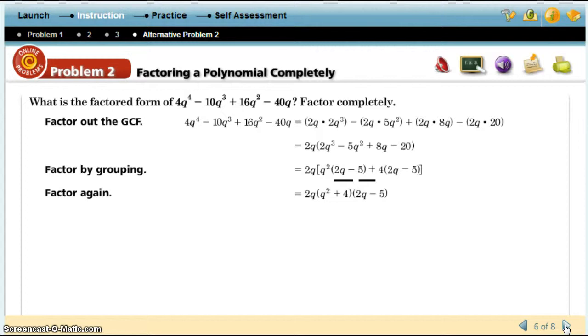So, the factored form of the polynomial is 2 times q times the quantity q squared plus 4 times the quantity 2 times q minus 5. So basically all we did was, once you pull out this greatest common factor, you don't need it again until the very end, until you write your final solution. And then what was on the inside, we just factored by grouping. Grouped the first two together and factored out the GCF, then factored out that common binomial of 2q minus 5, and what we had left over was q squared plus 4.